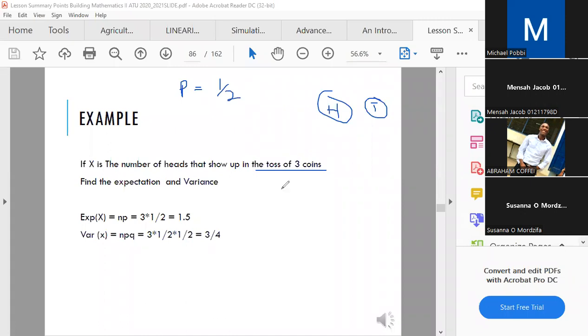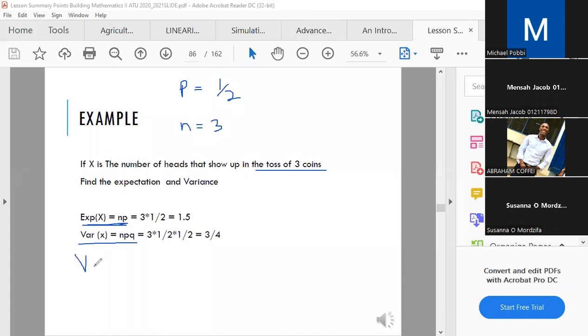Then we also know from this experiment that it has been repeated, so we have N of 3, a repeated trial or experiment. Let's start with the expectation. Per the formula, the expectation of a binomial trial is N times P, whilst the variance for a binomial trial is N times P times Q.